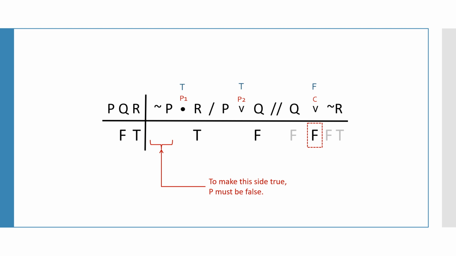To make this side of the conjunction true, that means P would have to be false so that when we negate it, it becomes true. So P is false. We can now negate it. That becomes true. And now we've sorted out that entire side of this conjunction. And then, of course, we know that the conjunction itself, with the two terms being true, has to be true. And so we've simply placed a true there, and we've sorted out that entire premise.